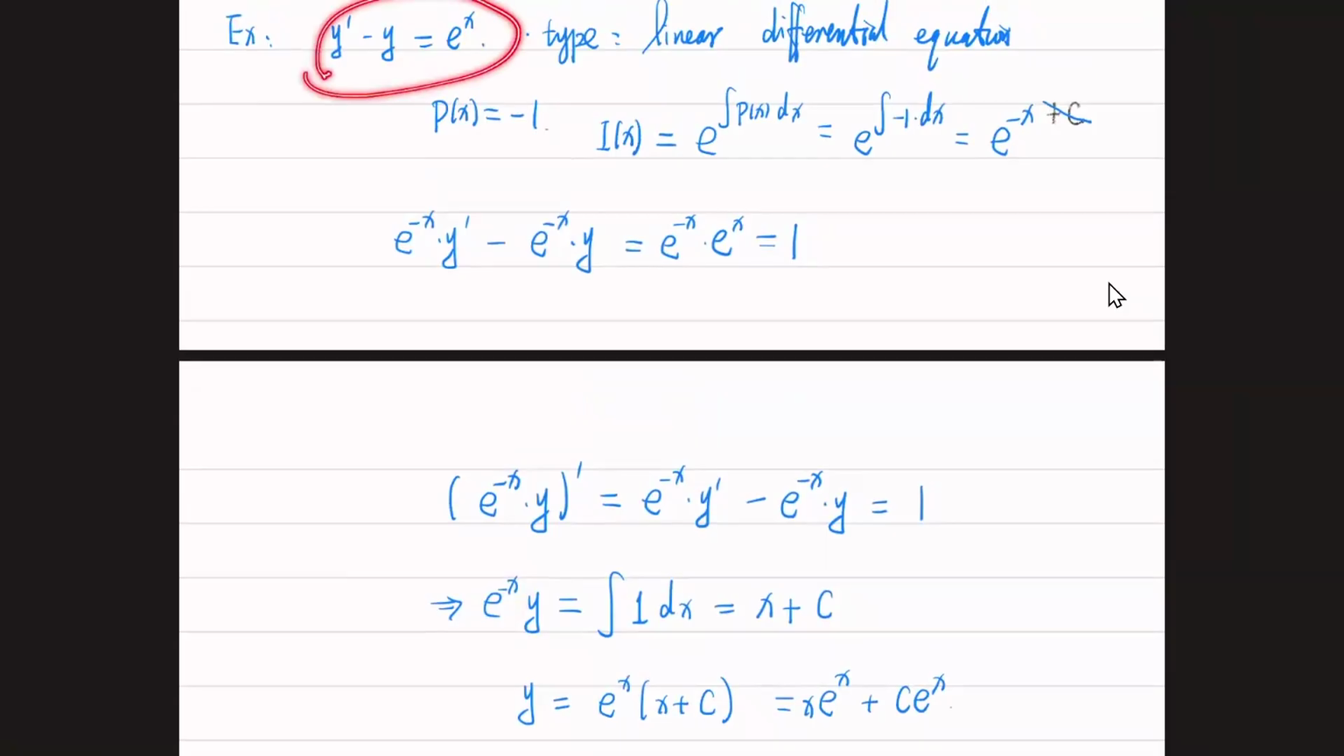So how did we solve it? We used this integrating factor to make this side, the unknown part, the derivative of something. If we can make it the derivative of something, we can apply the fundamental theorem of calculus. Okay, let's try another one.